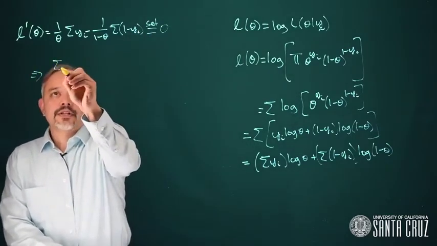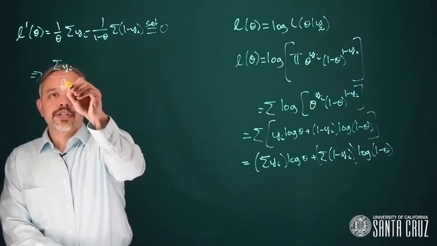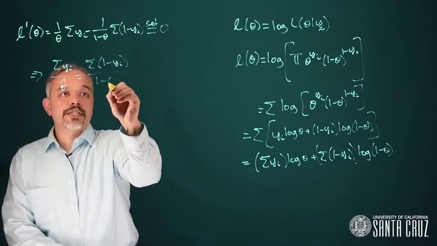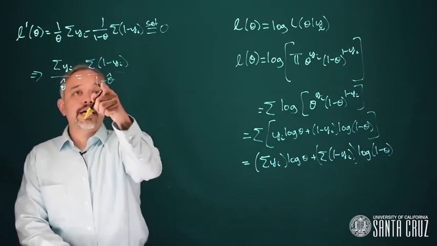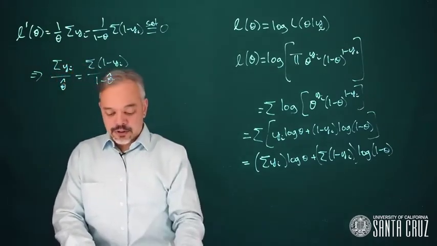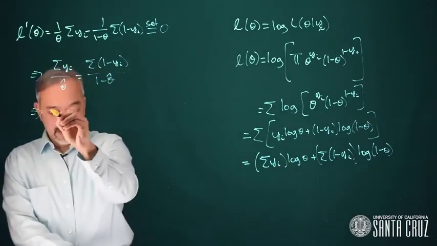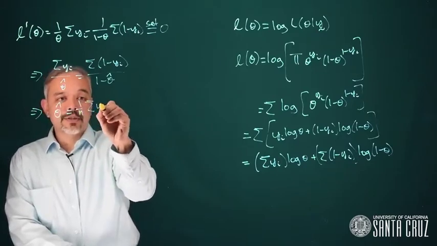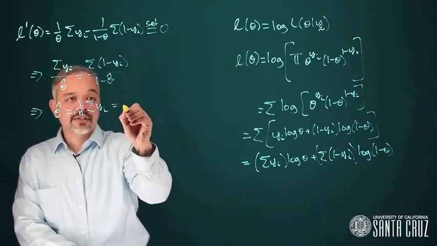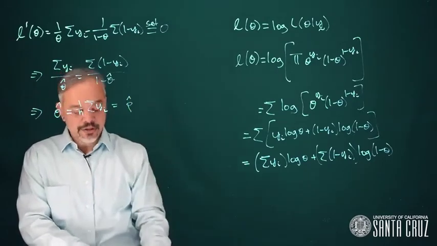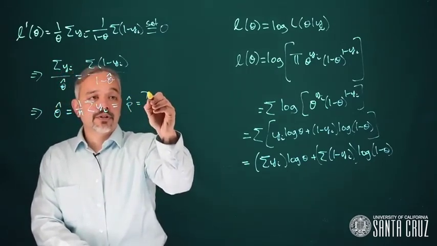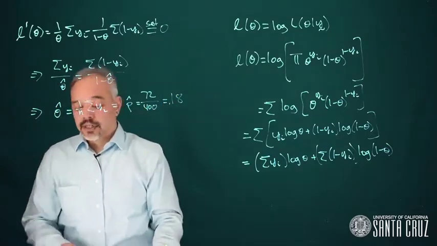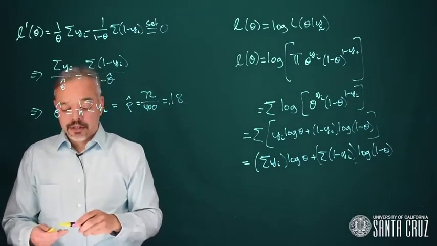This gives us the sum of the y sub i's over theta hat equals the sum of 1 minus y sub i over 1 minus theta hat, where I'm plugging in now the theta hat that will make this equal to 0. This results in a theta hat value of 1 over n times the sum of the y sub i's. This is in fact the same p hat that we got earlier from the other approach, or in this case 72 over 400 gives us 0.18. And so that's our maximum likelihood estimate of the probability.